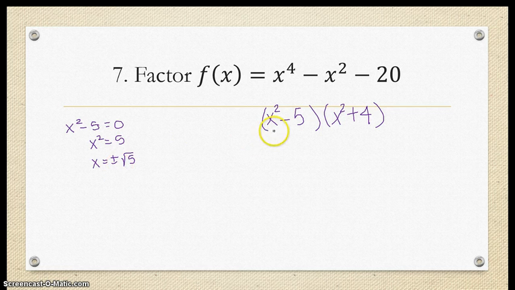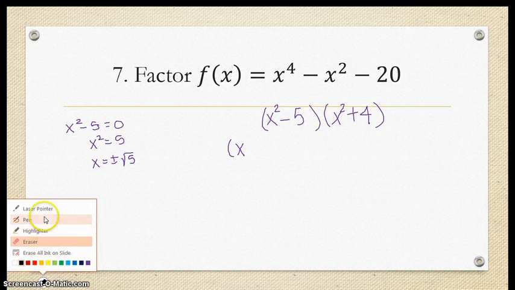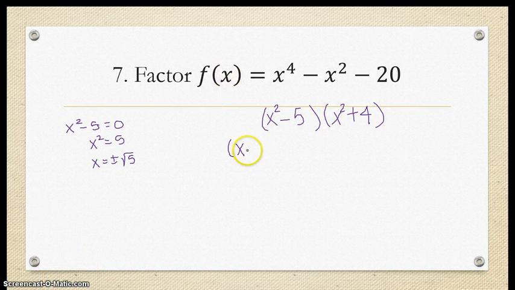Those are my two zeros, which means this breaks down into the two factors of x minus the square root of 5, and x plus the square root of 5. And no, the order doesn't matter, but I just wanted to list them out in the order that I did them over there.